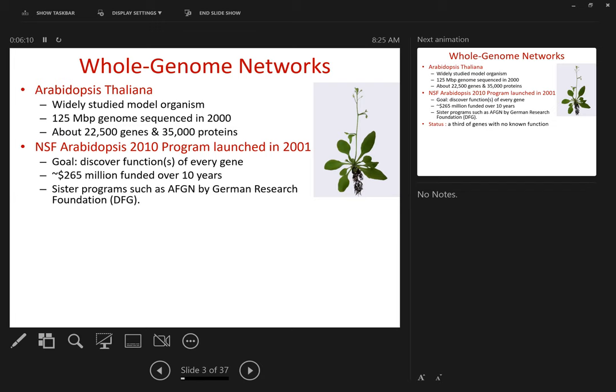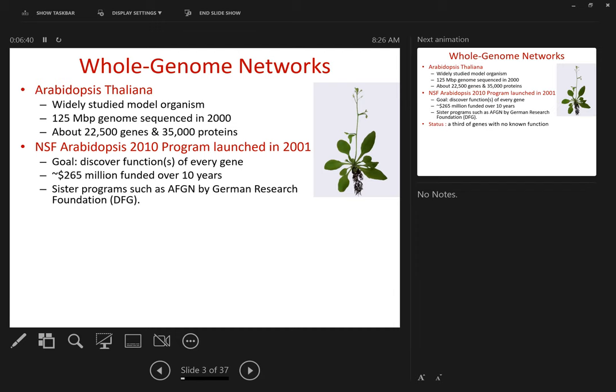Just like we sequenced the human genome, there is an effort to sequence plant genomes, and this is the first one sequenced, in 2000. And this organism has about 22,500 genes, which collectively produce about 35,000 proteins. So each gene can sometimes code for multiple proteins through alternative splicing and so forth. The reason why studying this organism is important is because you will find the same genes and same pathways in even economically important crops, and this is a simpler model to study.